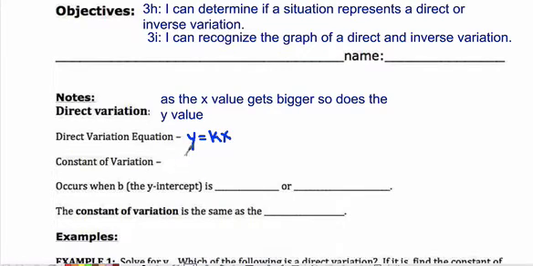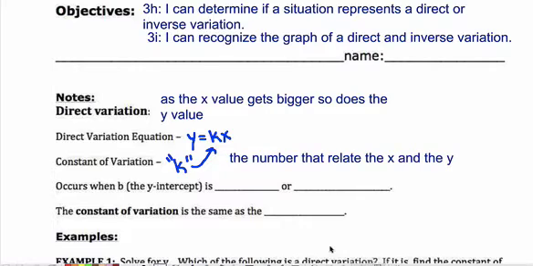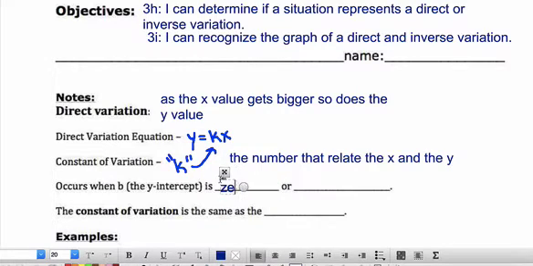And the constant of variation is the k in this equation. Okay, so where you see the k, that's what we're talking about as the constant. And all that is, it's the number that relates the x and the y. And a direct variation occurs when the b, the y-intercept, is 0 or it's just not there. I'll show you an example of that.